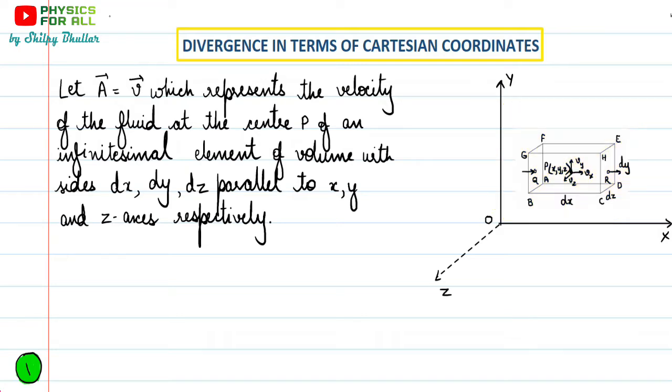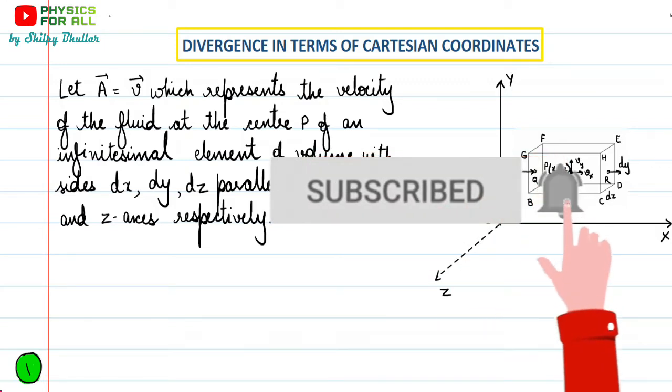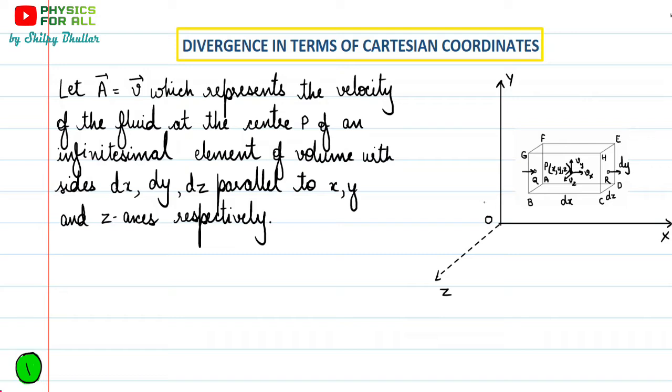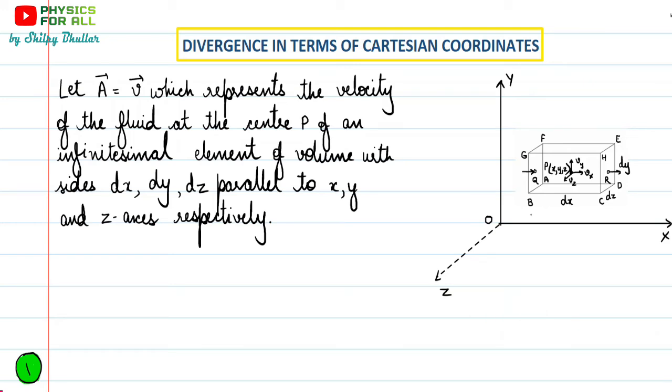Here, the vector A is basically a velocity vector. It represents the velocity of the fluid. Some fluid is flowing through this region, and the velocity of the flow of the fluid is considered to be a vector. We know velocity is a vector, so that is what our vector A is. And we are concerned with the velocity of the fluid at center P, this small dot, which is within an infinitesimal element of volume. Infinitesimal means extremely small.